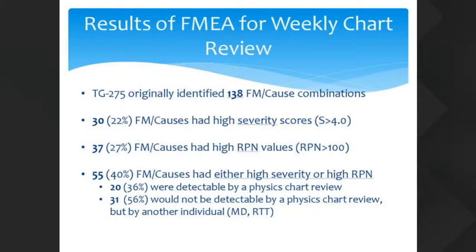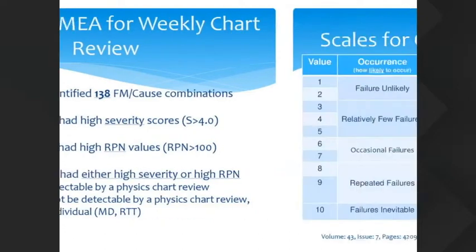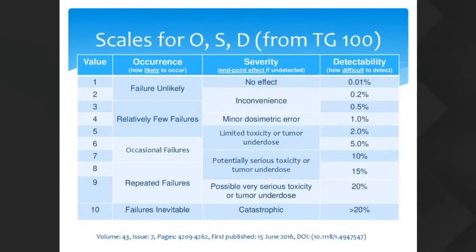And 31, or over half of them, would not have been detectable by a physics chart review, but maybe by another individual, namely an MD or an RTT. Okay, before we go through some examples, here's the scale again. Keep in mind values from 1 to 10, and what they each mean for occurrence, severity, and detectability.